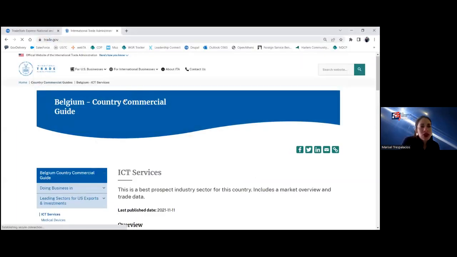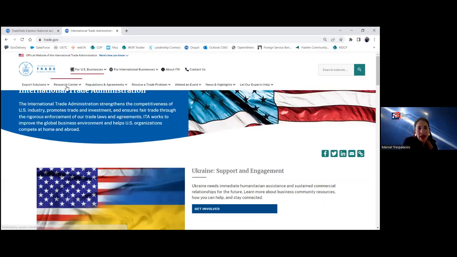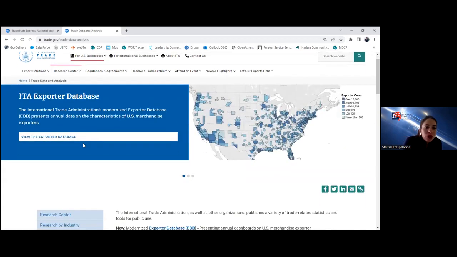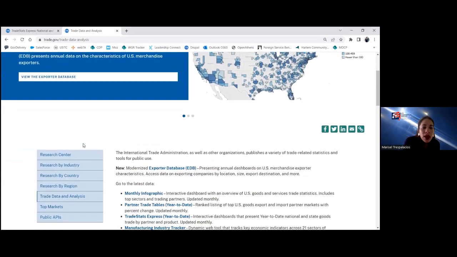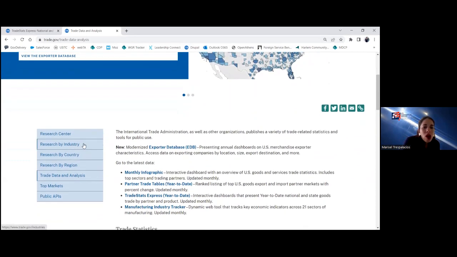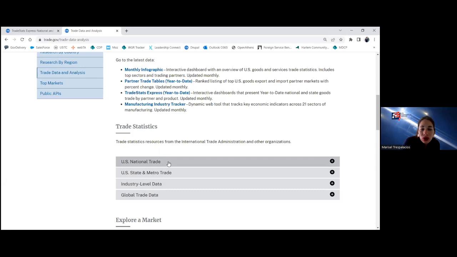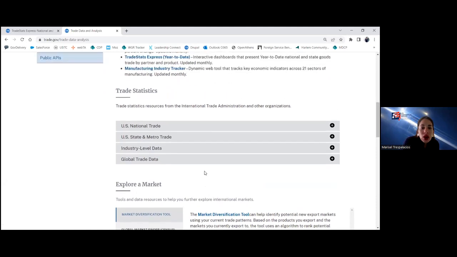What I want to share in here is just this website. If you go to trade.gov, which is a website for US businesses, here on the top you click in there, Research Center, and you come here to trade data and analysis. There are some really interesting databases in here that get updated quite periodically. Let's say that you're looking for more national, state level information on exporting. You can come in here and do US national trade, US state and metro trade, industry level data, global trade data. Here's the market diversification tool that I talked about.